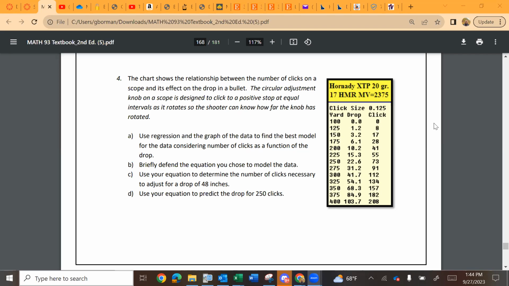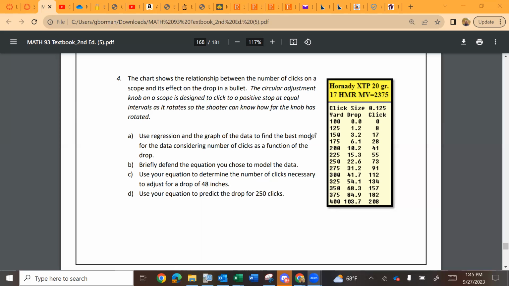of the book. All right, so the chart shows the relationship between the number of clicks on a scope and its effect on the drop in a bullet. Okay, the circular adjustment knob on a scope is designed to click to a positive stop at equal intervals as it rotates so the shooter can know how far the knob has rotated. All right, so use regression and the graph of the data to find the best model for the data considering... Okay, so check it out.